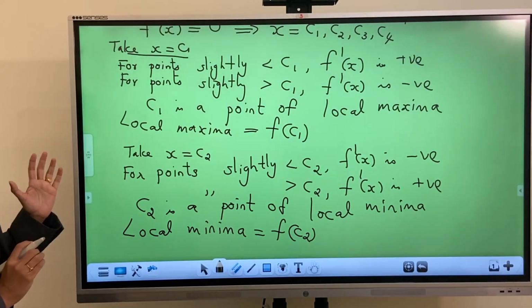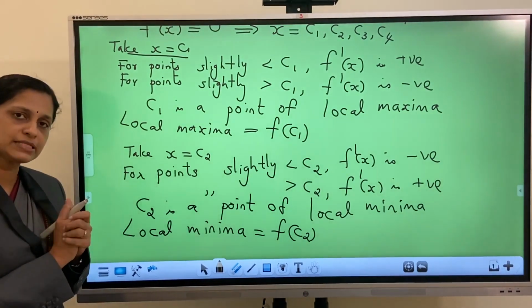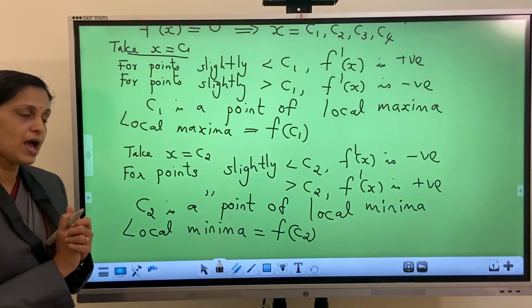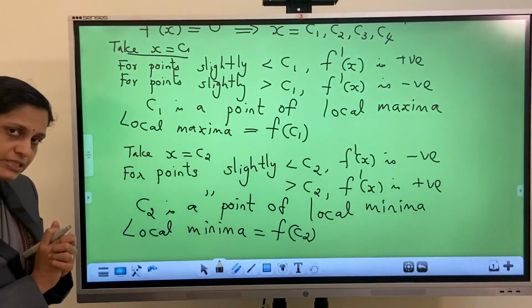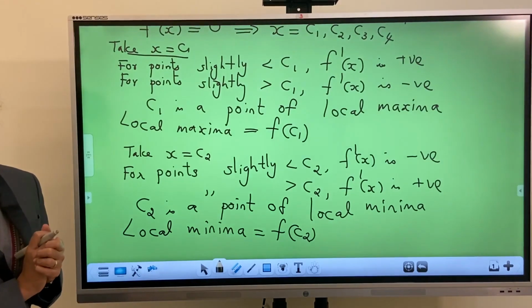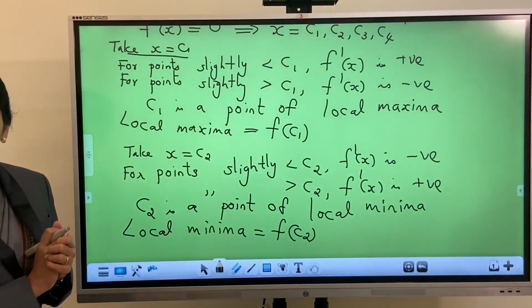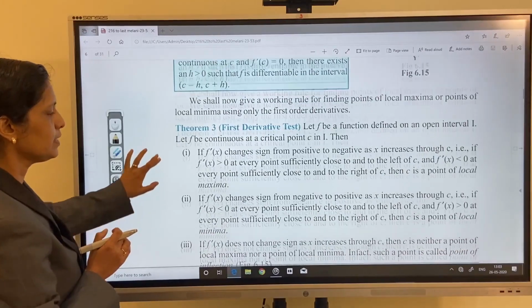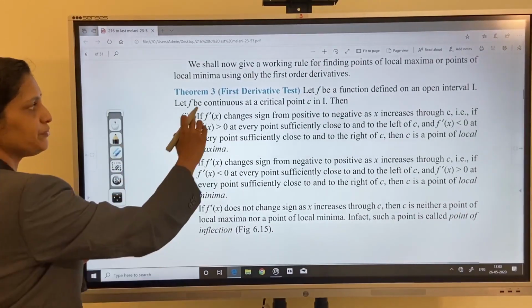This is a method for finding the local maxima and local minima values of a function without the graph. And this test is known as the first derivative test for finding local maxima and local minimum.